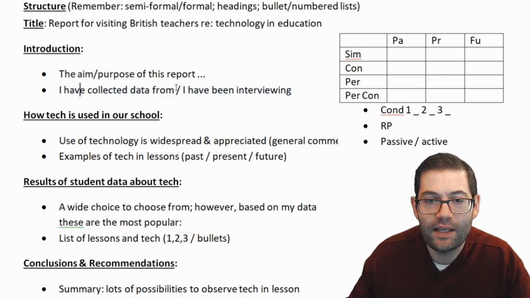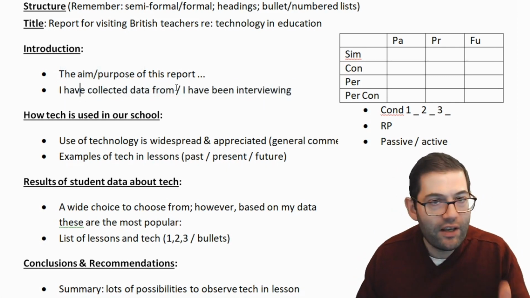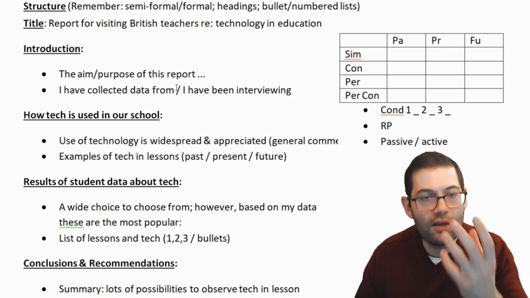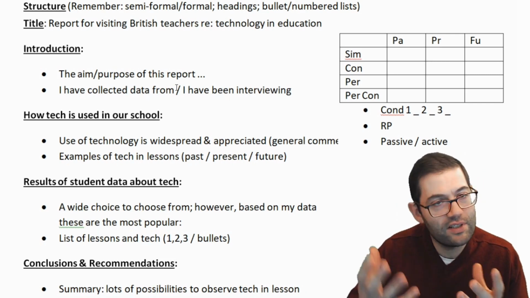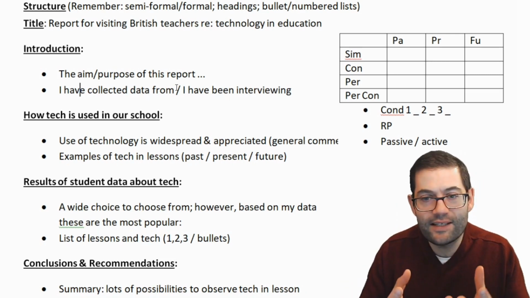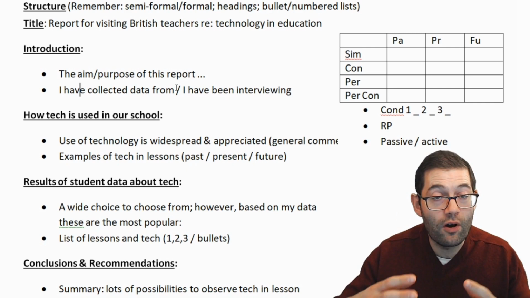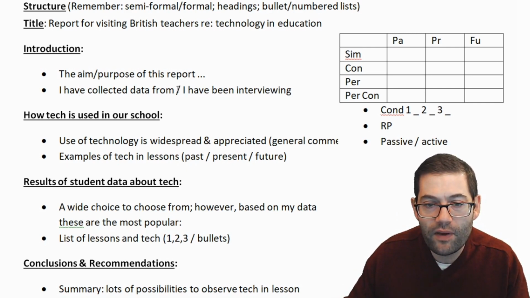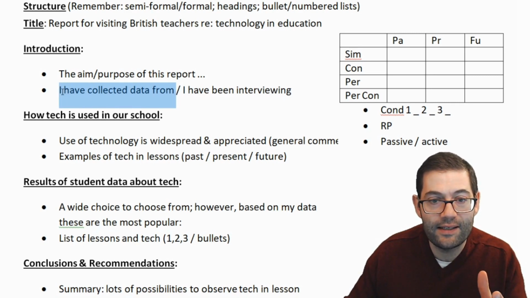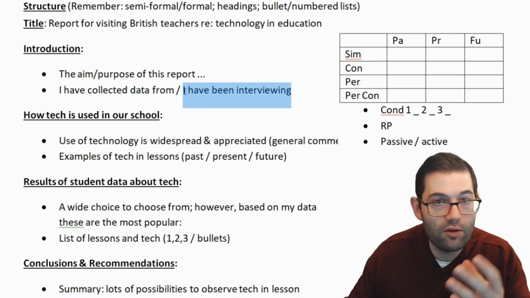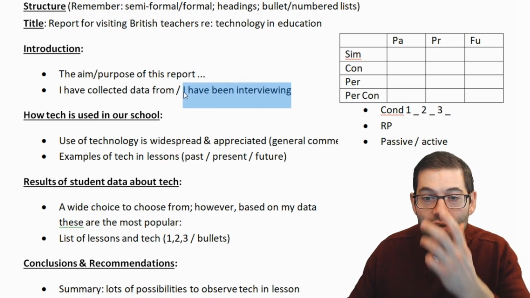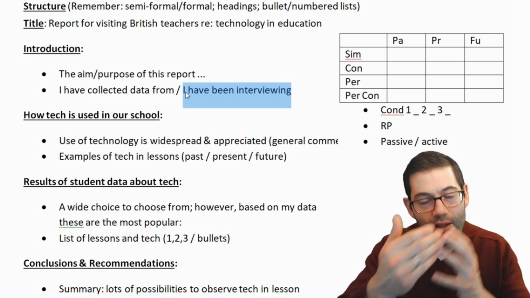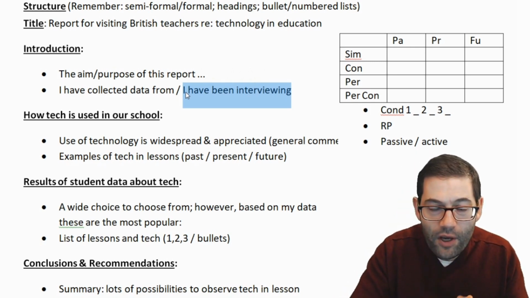So you can say something like, I have collected data from my fellow students who use technology. I have spoken to teachers who use the technology and I understand what they think. You've got to say, I've got this set of data upon which my report is based. And here you've got perfect form. I have collected data. You can create the context for a perfect continuous form. I have been interviewing lots of people. I started a while ago until now, so perfect continuous.